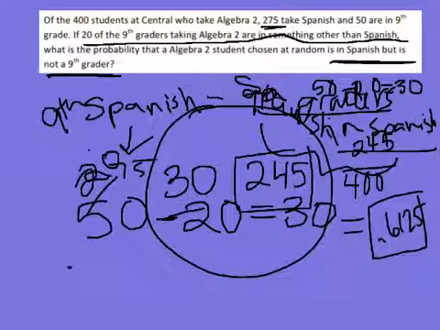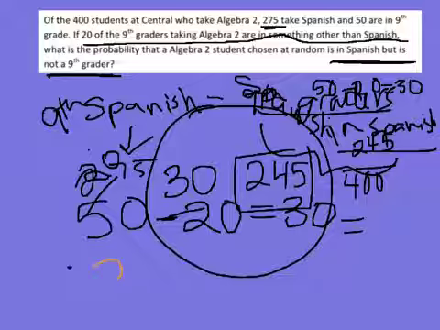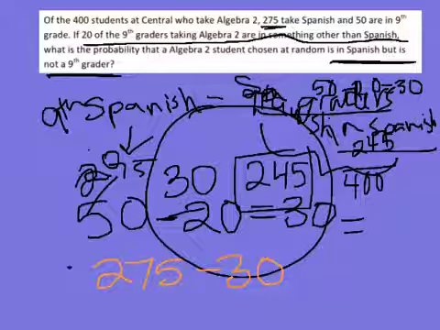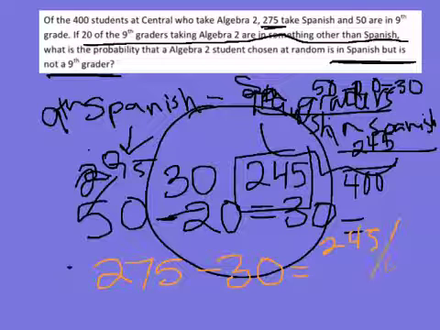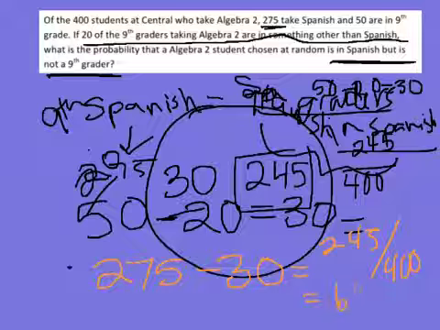So we have to do in final 275, take away the 30 who are in Spanish, and we get 245, which we have to put out of 400 again, and our final answer is 0.6125. That's our probability.